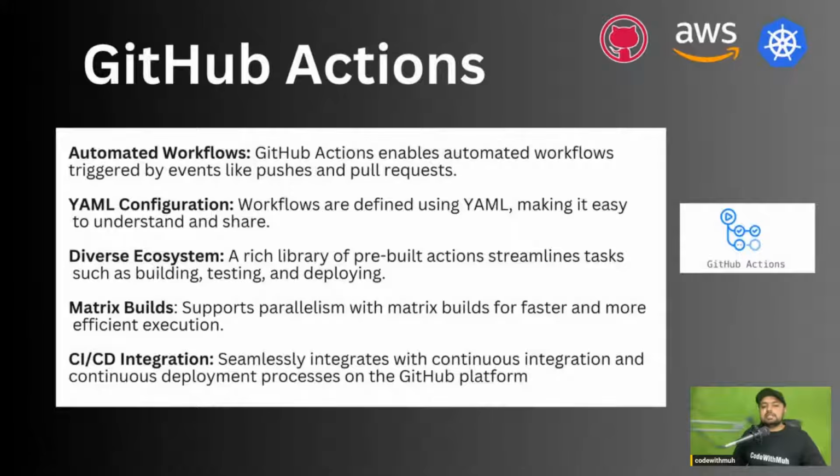Then we have CI/CD integration. We can simply say GitHub Actions is a CI/CD tool. We can create continuous integration and deployment. Simply, we can do testing and then deployment on our resource, like it can be AWS, DigitalOcean, and it can also be Azure.